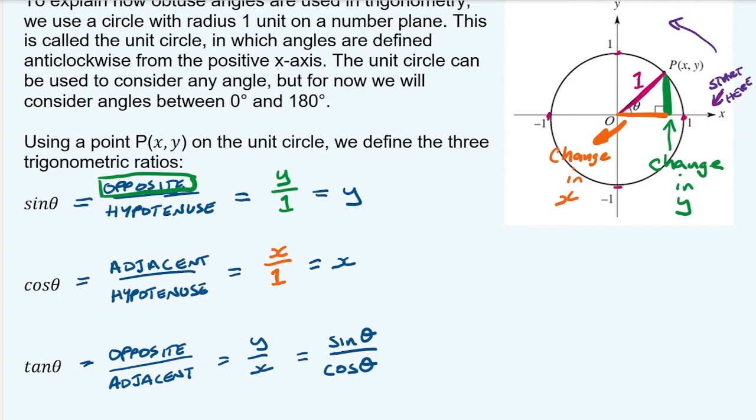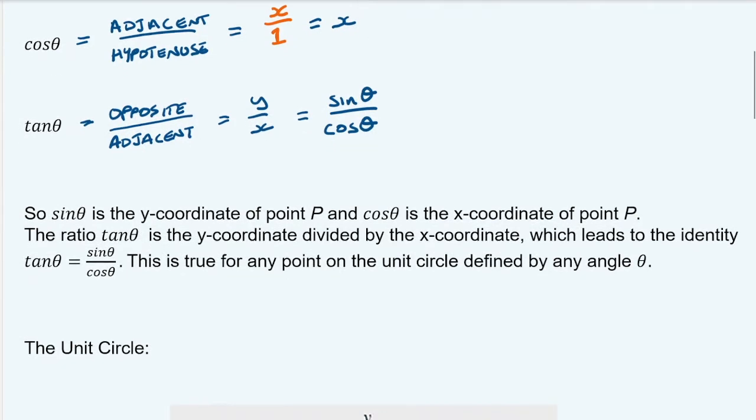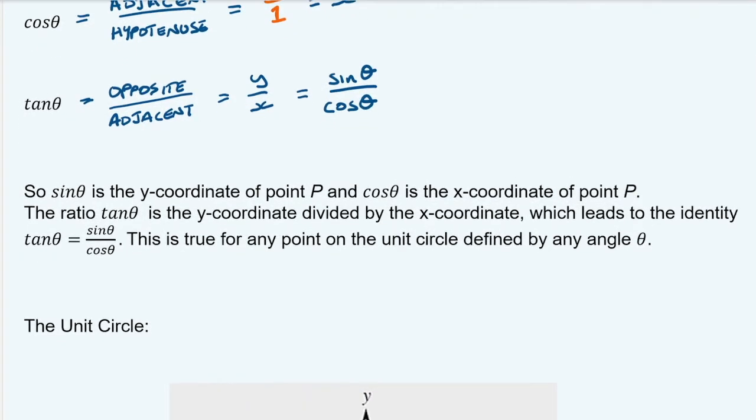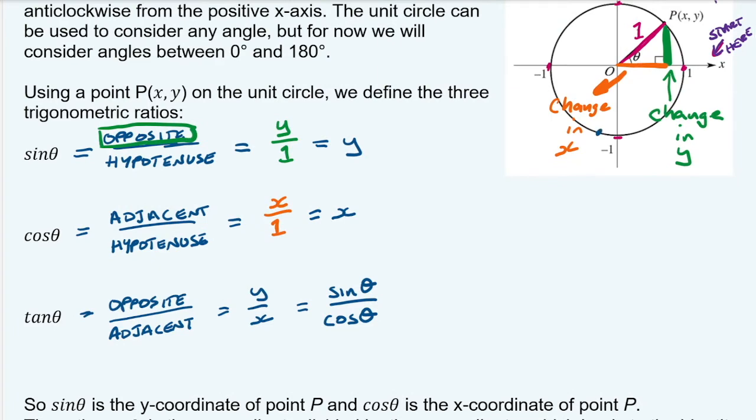So sine theta is always the y coordinate of whatever point we're looking at. Cos theta will be the x coordinate of whatever we're looking at. And then tan is going to be the y divided by the x, which is just sine theta over cos theta. And that's what we have written there. This is going to be true no matter what point we are on that unit circle. We could be all the way down here, still going to work.